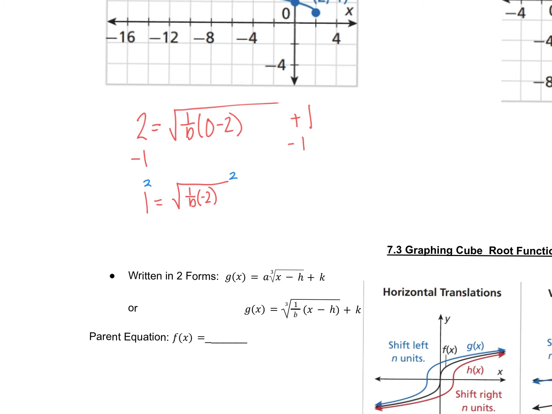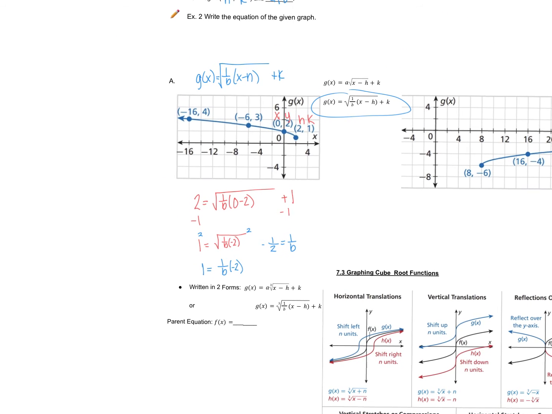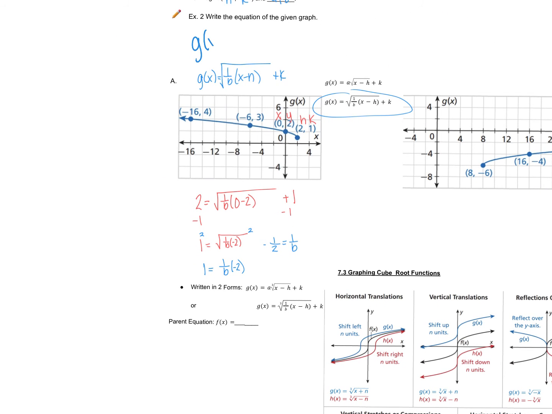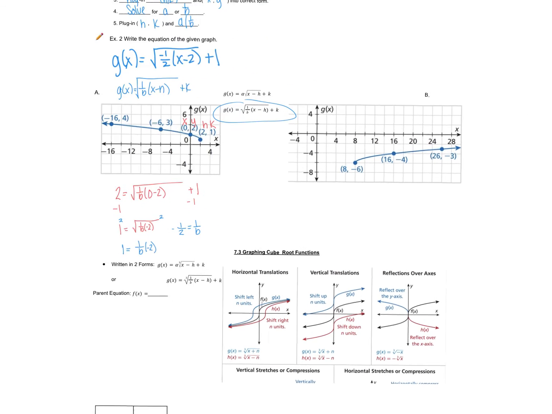We are going to square both sides to get rid of it. So 1 over b times negative 2. Negative 1/2 is 1 over b when I divide both sides by negative 2. So my final answer is g of x equals the square root of negative 1/2 times (x minus 2) plus 1. Just h, k and 1 over b inserted.